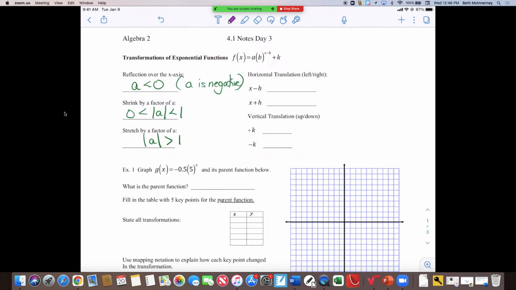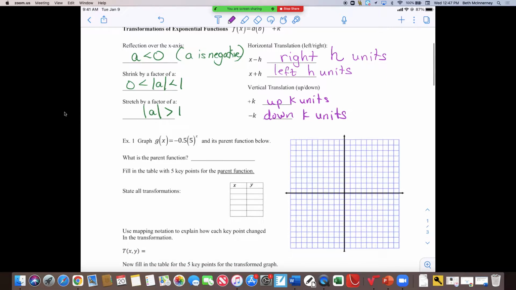Translations. X minus h. If you replace the x with x minus h, it's going to do the opposite of what you think and move it right h units. X plus h is going to move it left h units. If you add a number at the end, plus k, that's going to move it up k units. And if it's a minus k, it's going to move down k units. So in a nutshell, this is what we've been doing.